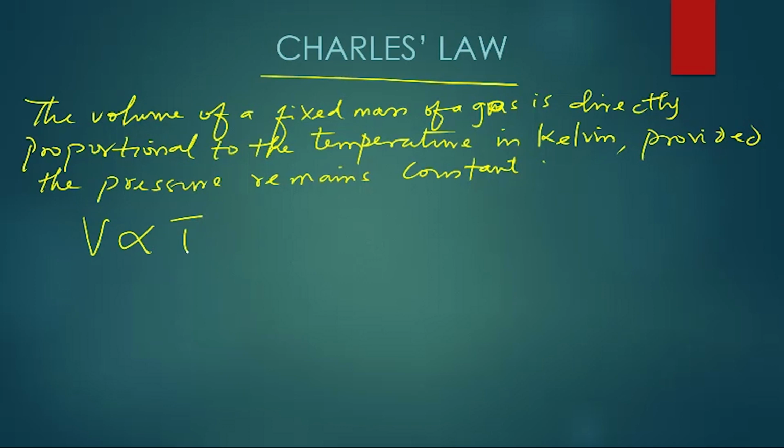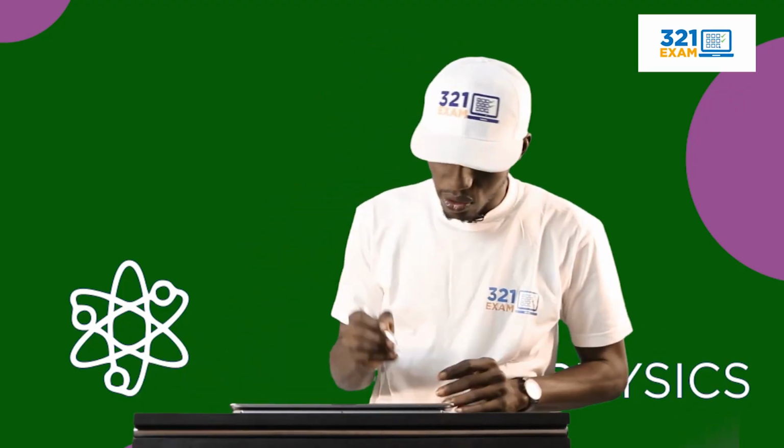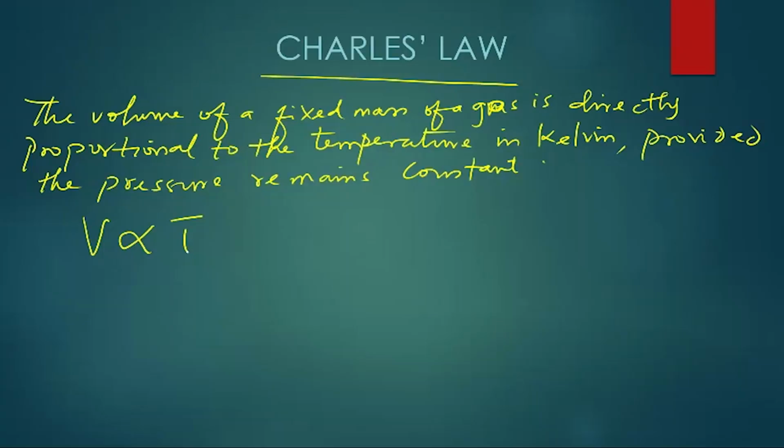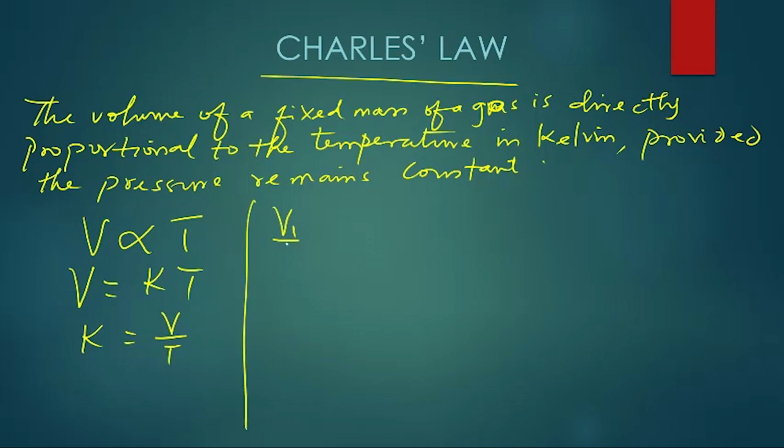That means as the temperature increases, the volume increases and vice versa. So removing this proportionality, we introduce a constant, V equals KT, so that K will give you V over T. Therefore, for Charles' law, we now have V1 over T1 equals V2 over T2. Do not forget that the temperature is the absolute temperature.